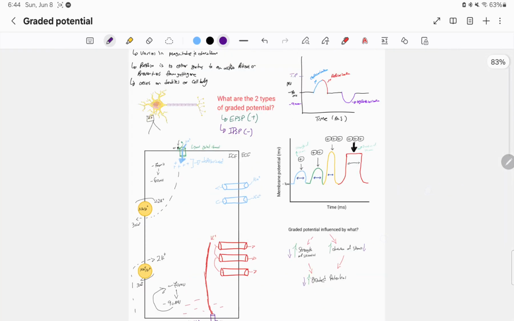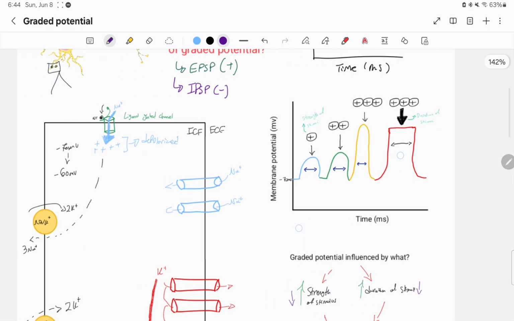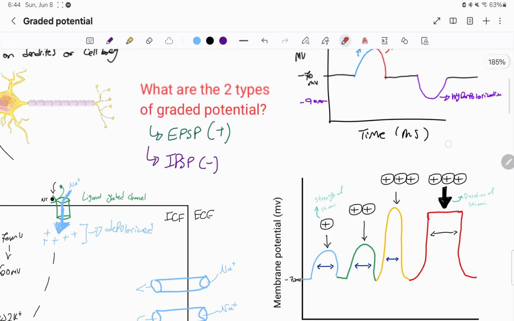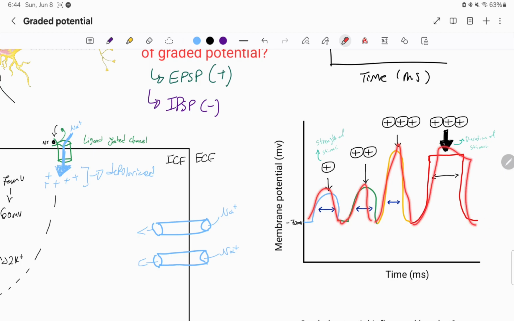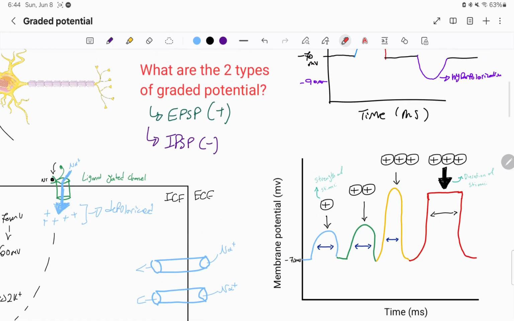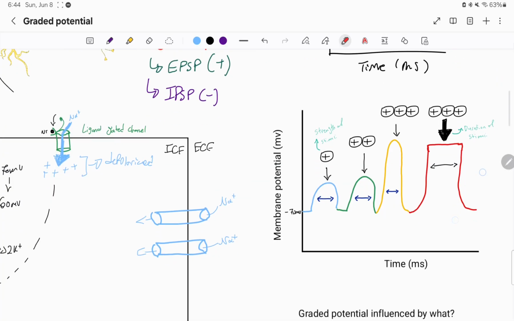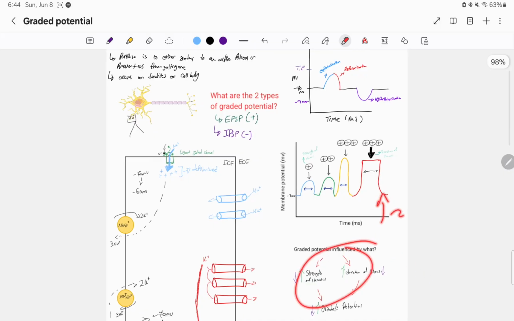Okay? How can I represent this graphically? Well, let's say I have a graph here, membrane potential in millivolts on the y-axis and time in milliseconds. I have graded potential, graded potential, graded potential, graded potential. And by the way, these are all clearly EPSPs because they are increasing the membrane potential. But that's not the point right now. The point here is I'm trying to demonstrate to you exactly what I talked about here graphically.